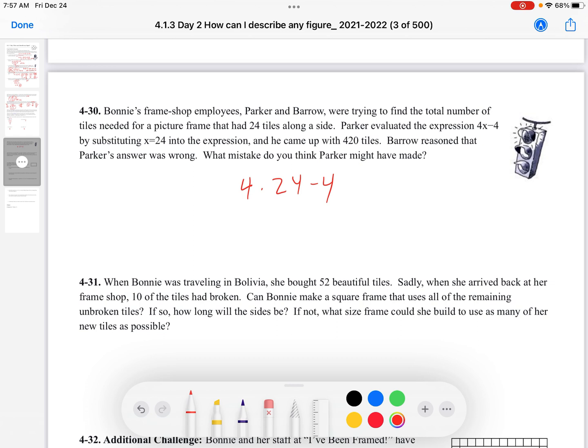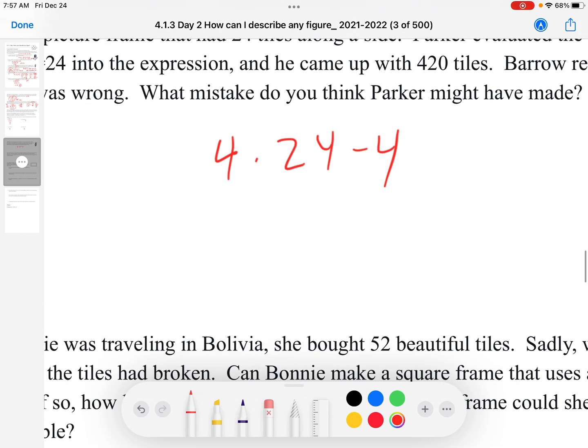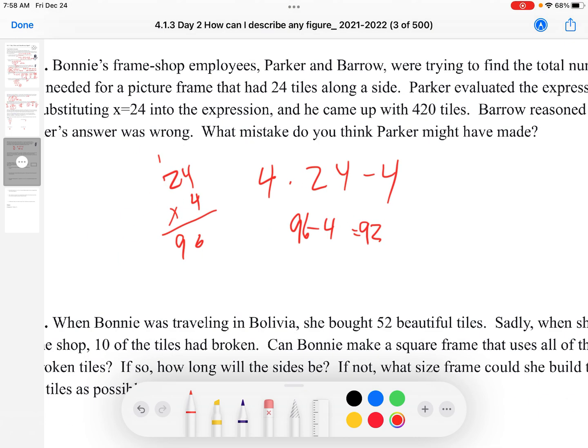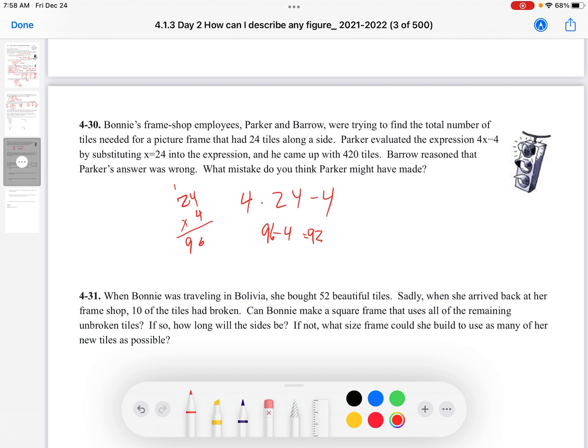Well, I think what we did, make sure I have them right. Yep. 4 times 24. 4 times 24 is 96. 96 minus 4. Whoops, 96 minus 4 is 92. Well, how did he come up with 420 then? Right? Huh, that's weird. So if I'm looking at that, what do you see that he could have done?